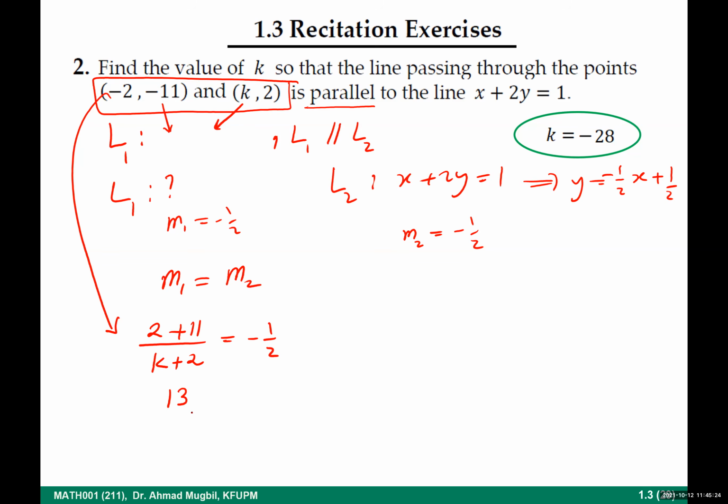Simplify. 13 over K plus 2 equals negative 1 over 2. Take the negative, cross multiply now. Cross multiply, what will you get? You will get negative 26 equals K plus 2. Don't take the negative with negative. If you can do that, why not? But it is better to keep it with the single term. This implies that, move 2 to the other side, add negative 2 to both sides. K equals what? Negative 28.